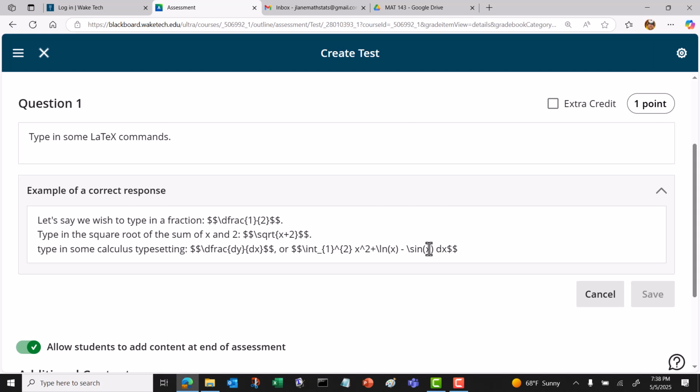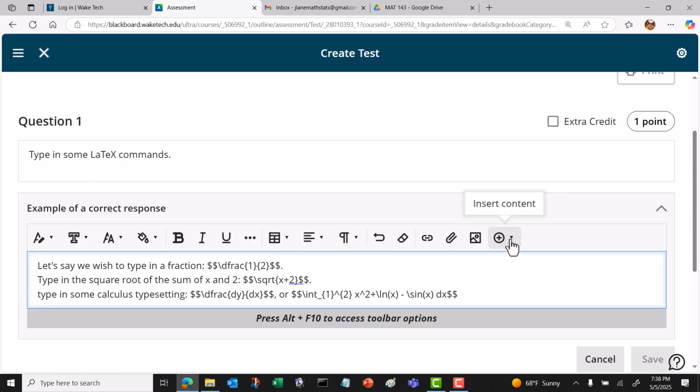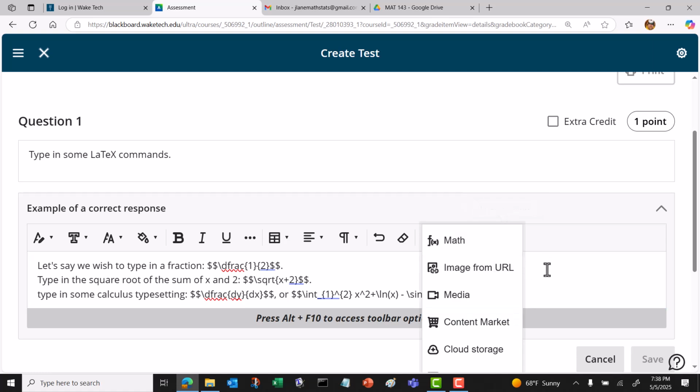So I hope you take some of this and do some LaTeX typesetting if you want your documents to look pretty good, and if you want to avoid using the math equation editor here.